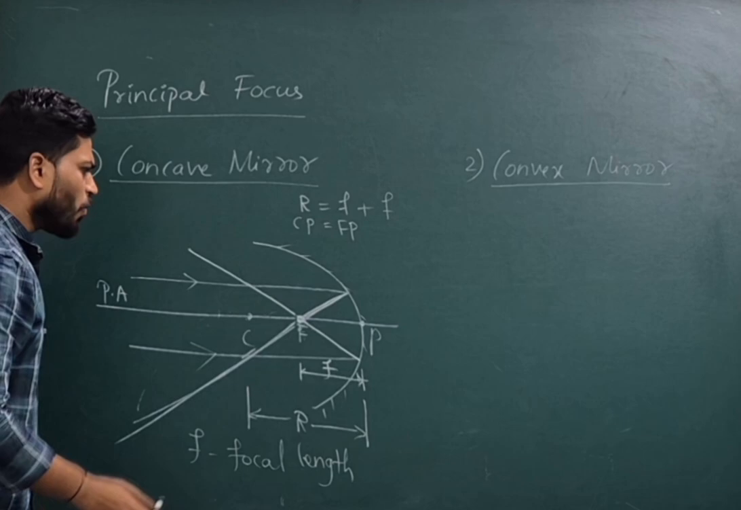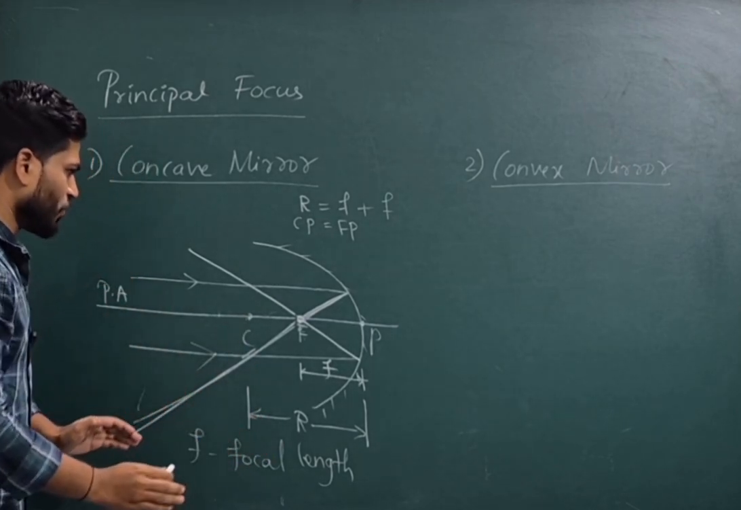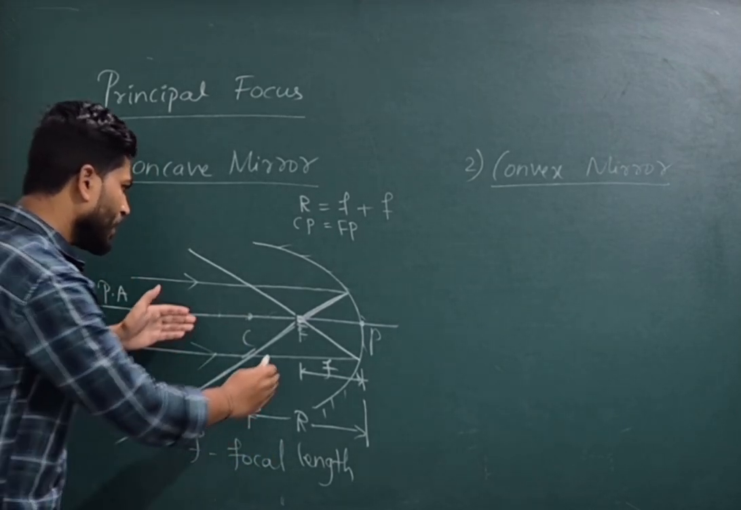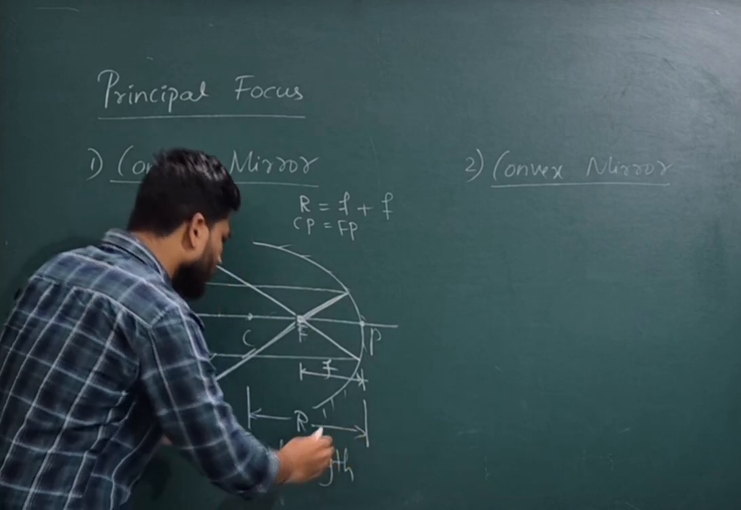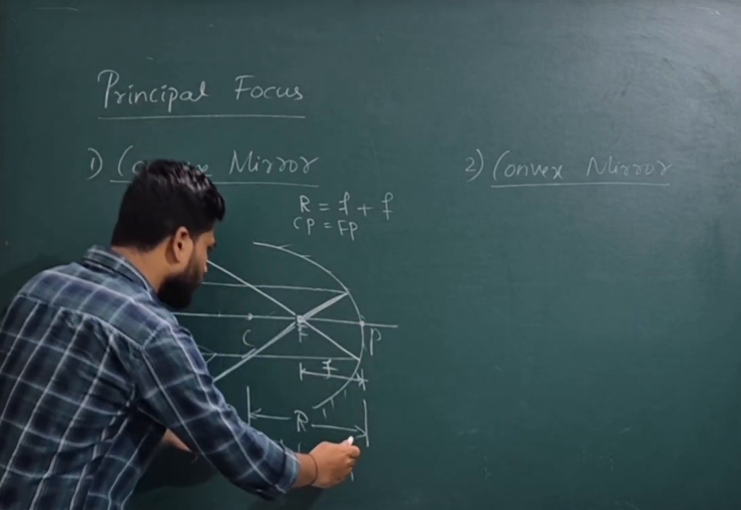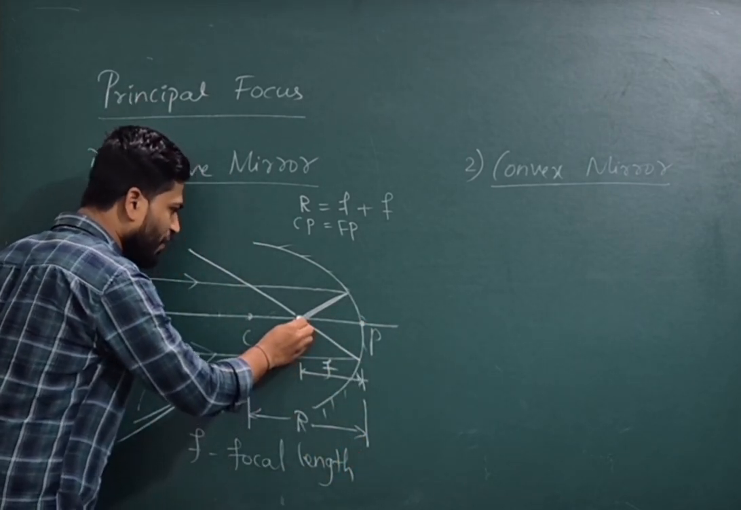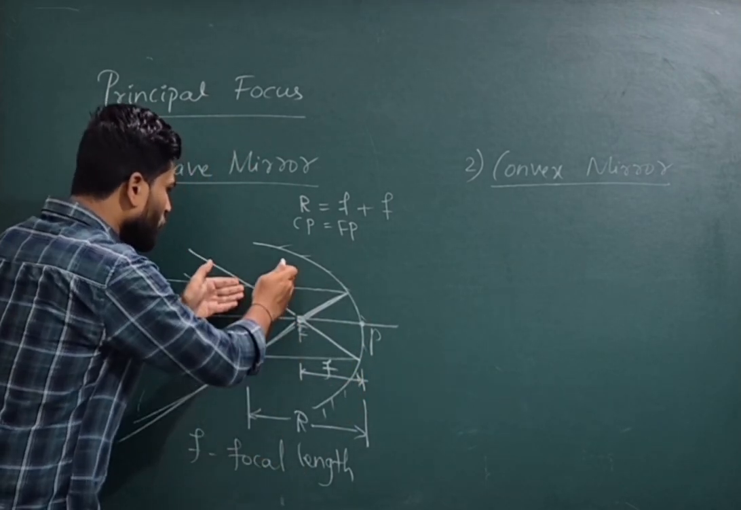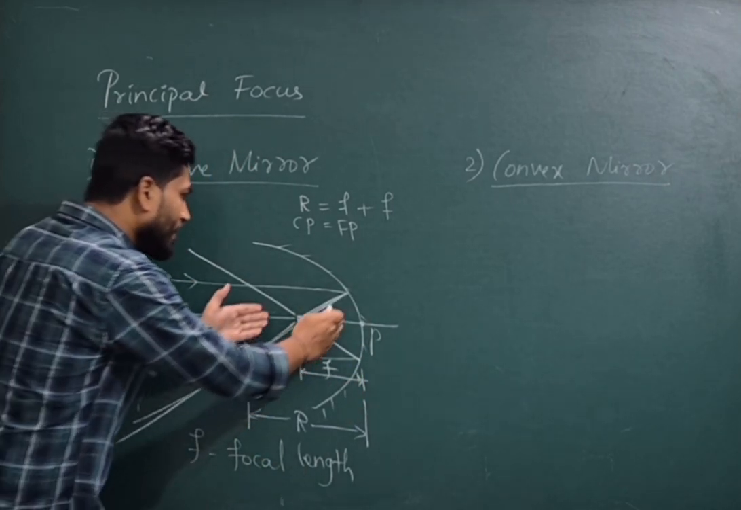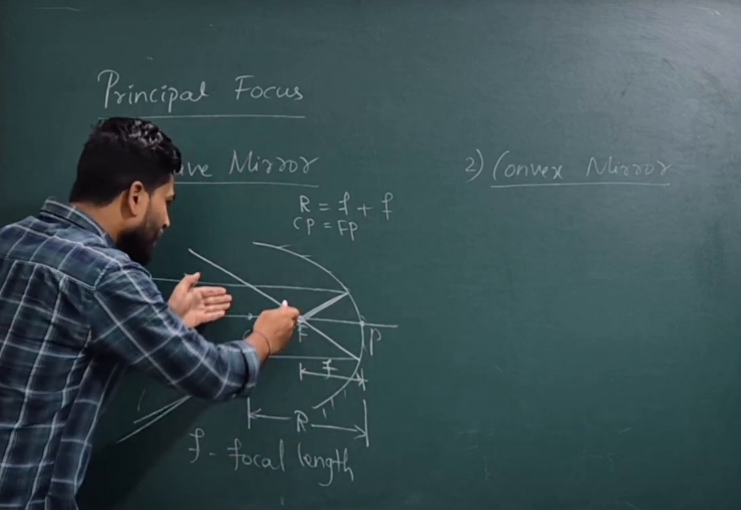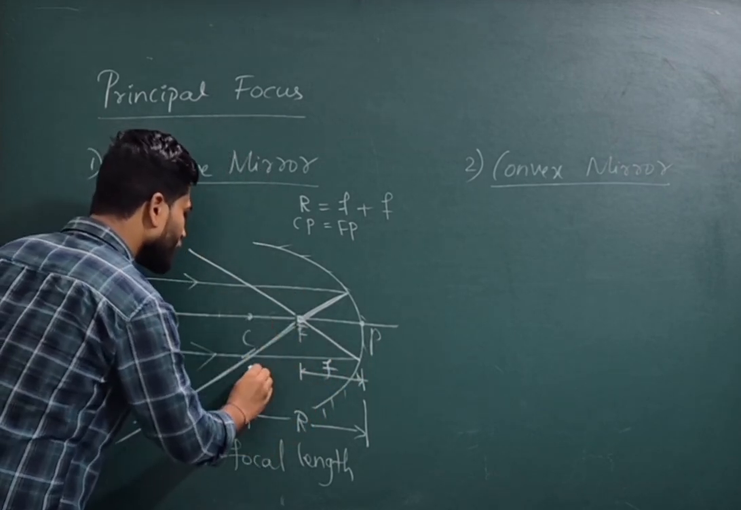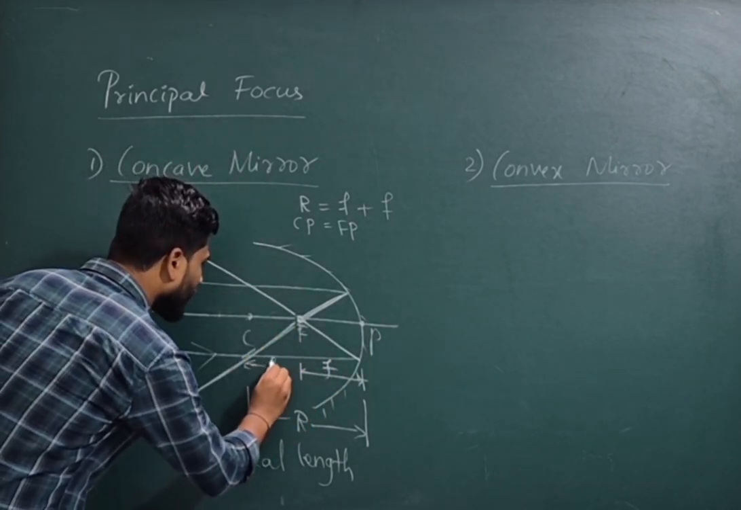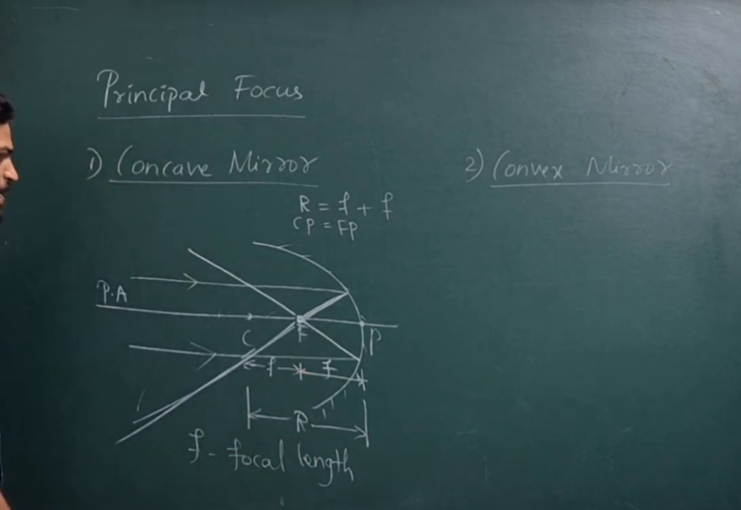One more thing, just listen very carefully. If you consider CP equal to 5, this point is exactly the midpoint, then this is 2.5. If it is 2.5, this is also 2.5. That means FP equal to F, and CF is also equal to F only.